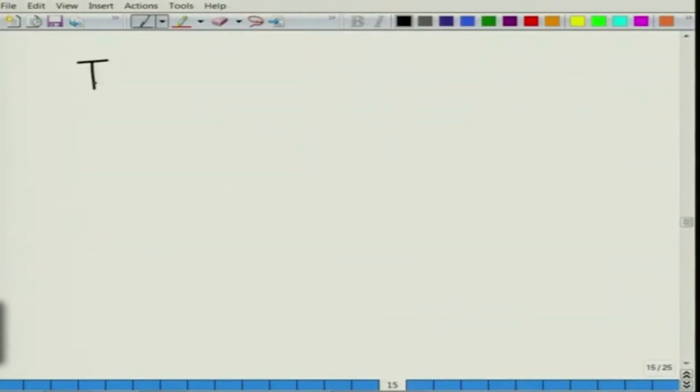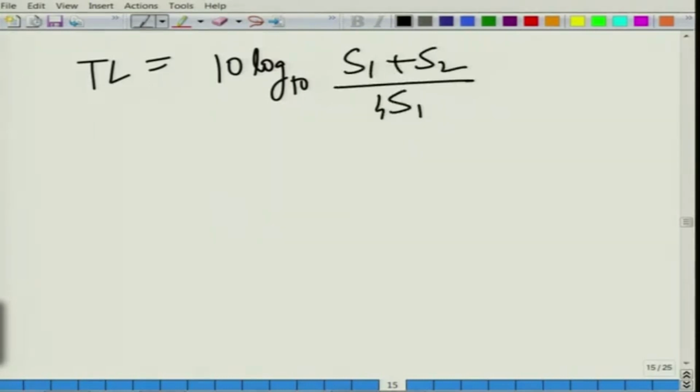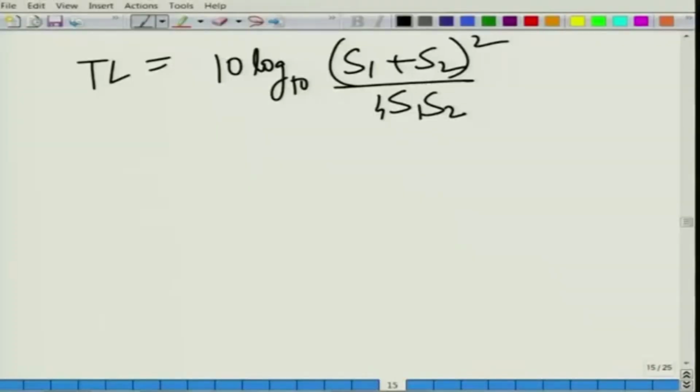This can further be written in terms of the areas. S1 and S2 are always positive, so we need not write mod. Now, this is very interesting. Throughout these lectures I was talking about transmission loss being a function of frequency. That is because at some frequencies the acoustic performance of a muffler is good and at some frequencies it is not. But here you see there is no dependence at all on the frequency.